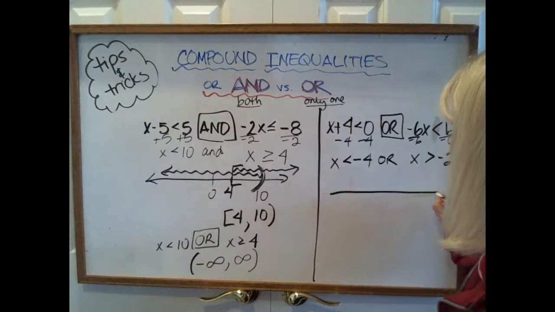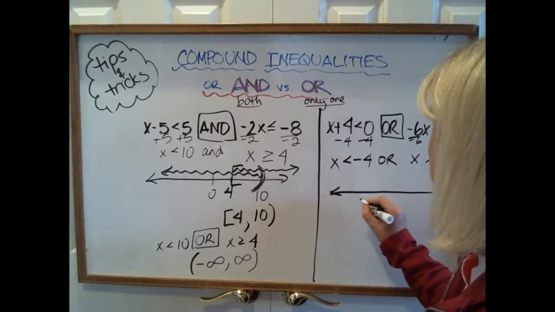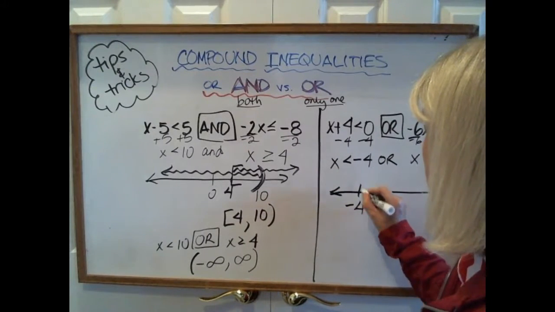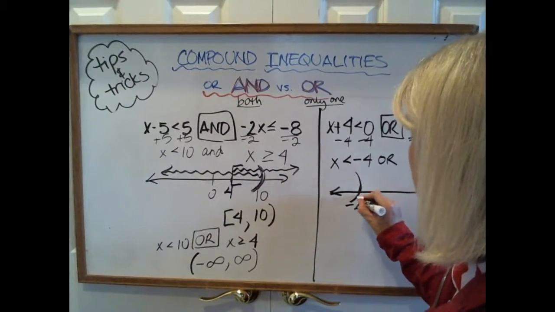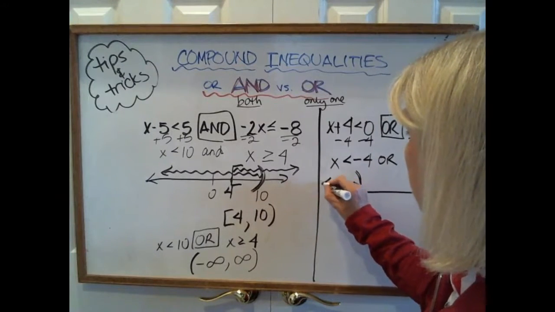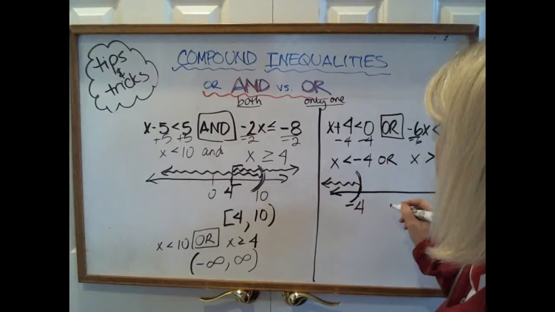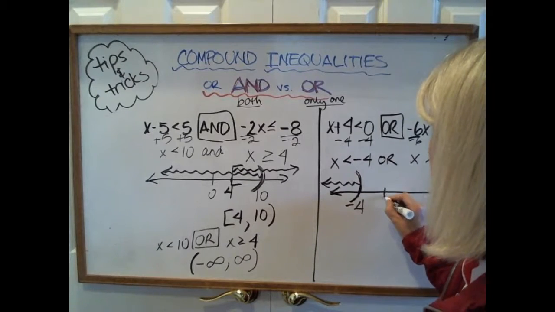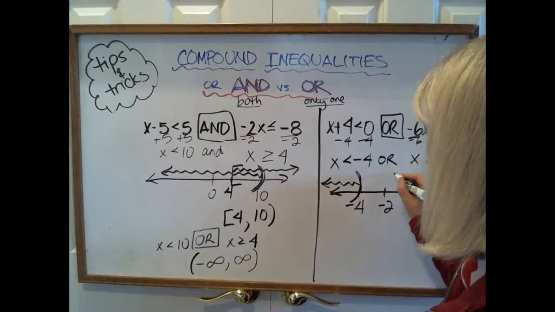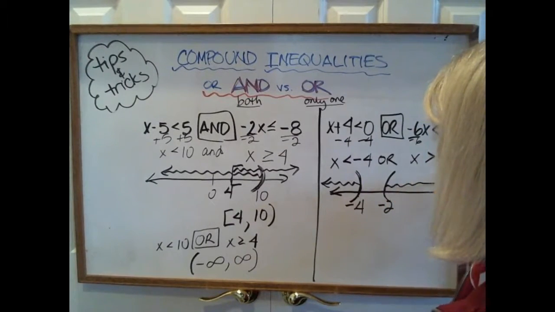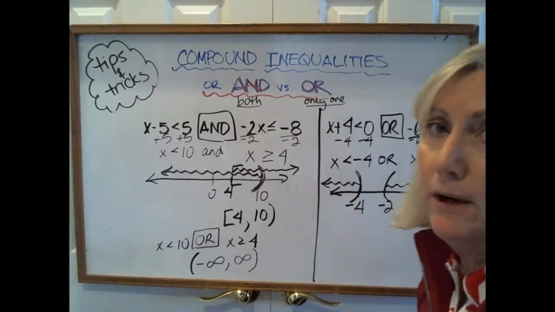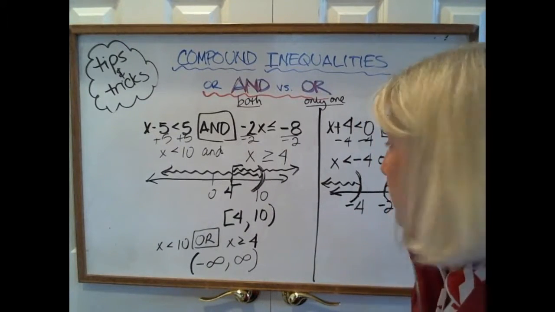So if I put this on a number line, we have the negative 4. x is less than negative 4, so we have our soft parenthesis and we go this way, or x is greater than negative 2, which is a soft parenthesis going this way. So there's a break in the middle of it. How do we write that in interval notation?